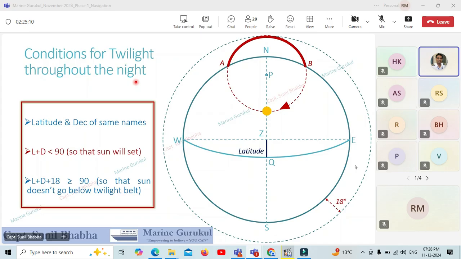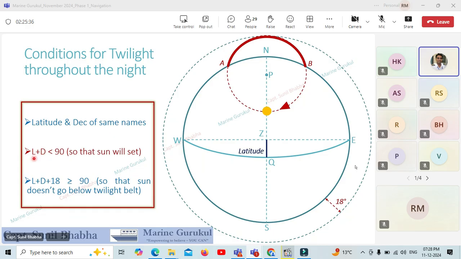Now you should remember the conditions which make this phenomena possible. For twilight to continue throughout the night, one thing which you can notice here is the latitude and declination should always be of the same names. This is the first condition to be met. The latitude and declination should be of the same names.